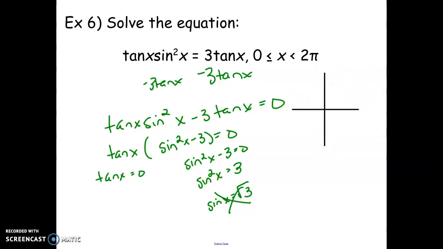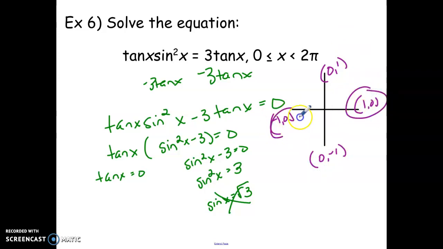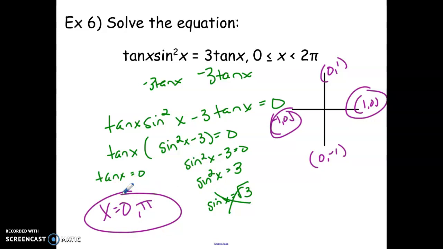Okay, so tangent is sine over cosine. So you need to think of when sine over cosine would give you 0 rather than undefined. So I need to know when sine is 0 and cosine is not 0, which would be this one and this one. So that happens at 0 and at pi. You're done.